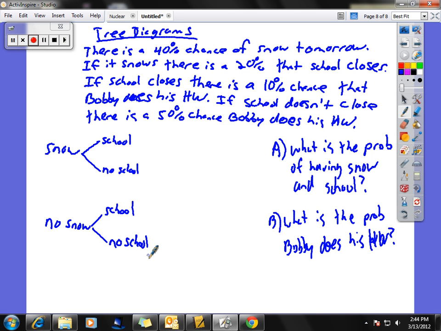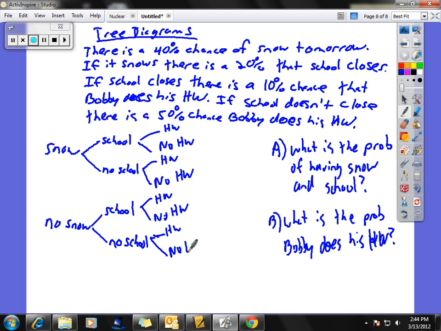Now each of those is going to branch into what? What's the third thing? Bobby doing his homework, okay? So I'm going to put HW and no HW, okay? And I'm going to do that for each of these. Because if we want to know that second question, we got to consider all these possibilities. Okay, now that's our diagram, that's our tree diagram. Let's put in some numbers here.